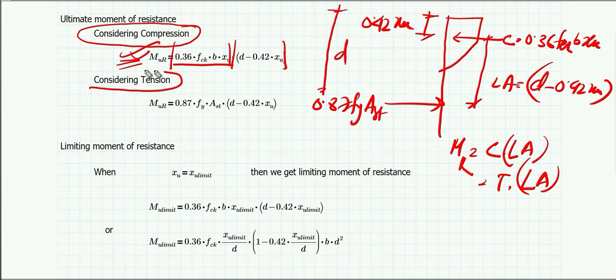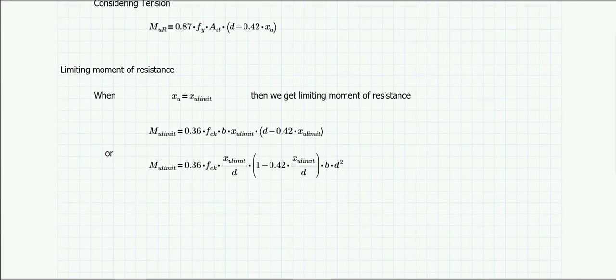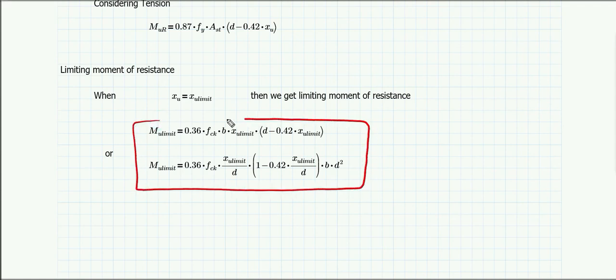If you are considering the tension or the steel, then the moment of resistance is 0.87 fy Ast (d minus 0.42 xu). Okay, understood? Then let's find out what is the limiting moment of resistance. That means beyond this value, in any case, you cannot apply the moment.